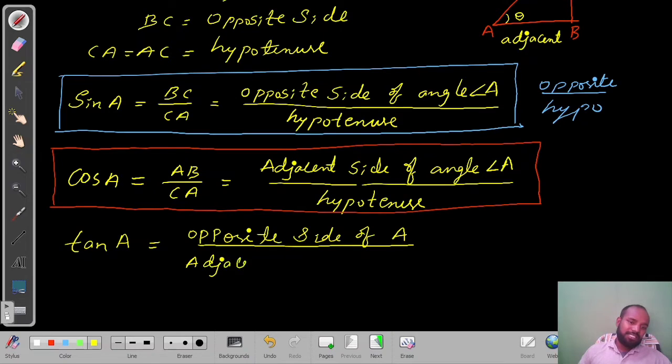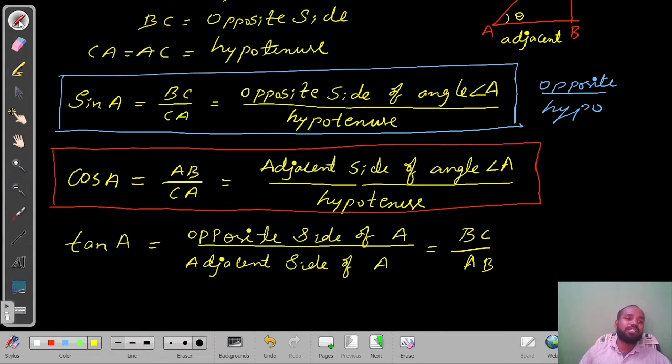What is adjacent side of angle A? Am I clear? So what is opposite here? BC. Okay, BC. What is adjacent here? AB. So your tan A formula is this one. Okay. Remember these three formulas.